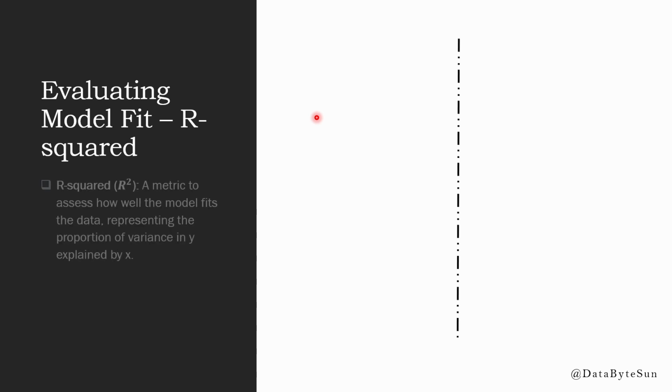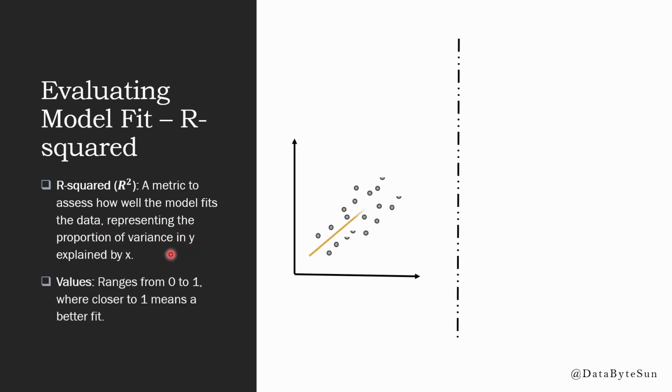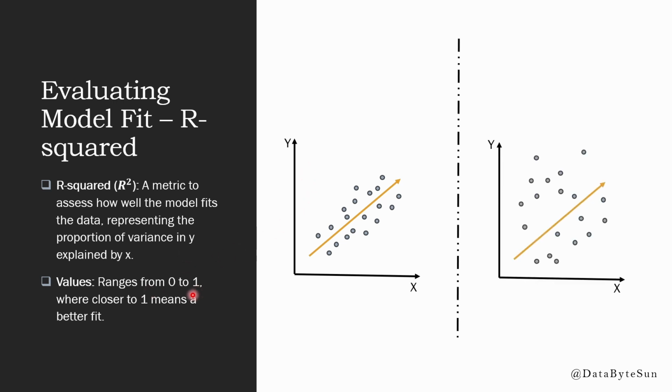Now we have R squared, a metric to assess how well the model fits the data, representing the proportion of variance in y explained by x. R squared values are always in range from 0 to 1. The closer R squared is to 1, the better the fit. In plot 1, we observe a high R squared value, indicating a strong fit of the model, as it explains a significant proportion of the variance in the dependent variable.